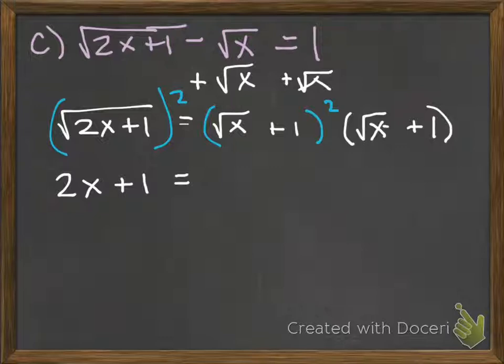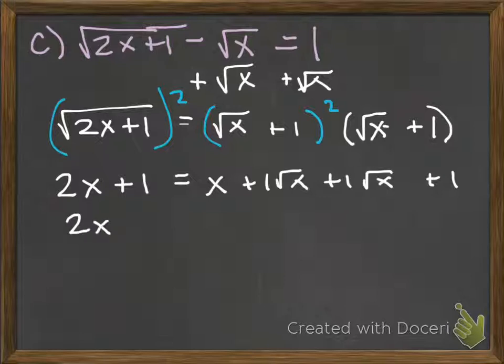My first term, the square root of x times the square root of x is the square root of x squared, which would cancel. So that means I'm just left with x. And then the square root of x times 1 is 1 root x. Then I have another 1 root x plus 1. So we have 2x plus 1 equals x plus 2 root x, because those are like terms, plus 1.